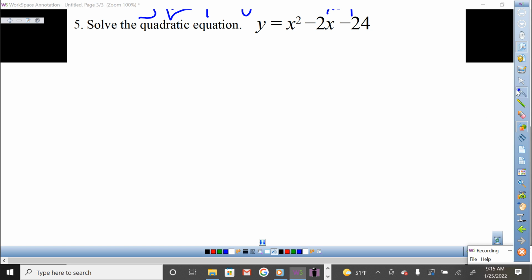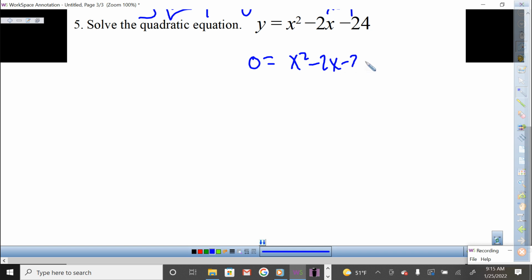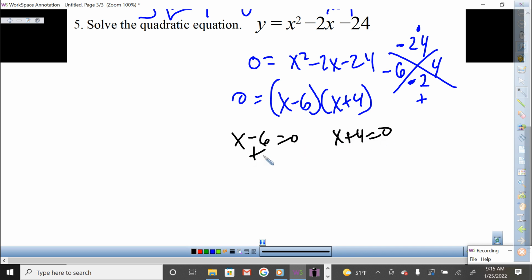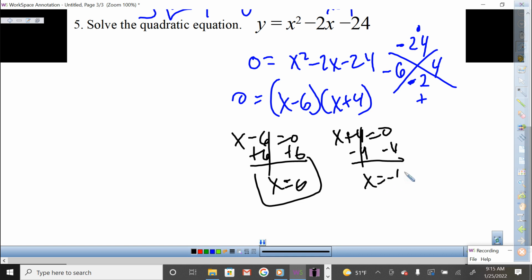All right, here we go. Set it equal to 0. x squared minus 2x minus 24. Factors of -24 that add up to -2. -6 and 4. So my factors are x minus 6, x plus 4, all that equal to 0. Set each one equal to 0. x minus 6 equal to 0, x plus 4 equal to 0, and solve. Plus 6 plus 6, x equals 6. Minus 4 minus 4, x equals -4.